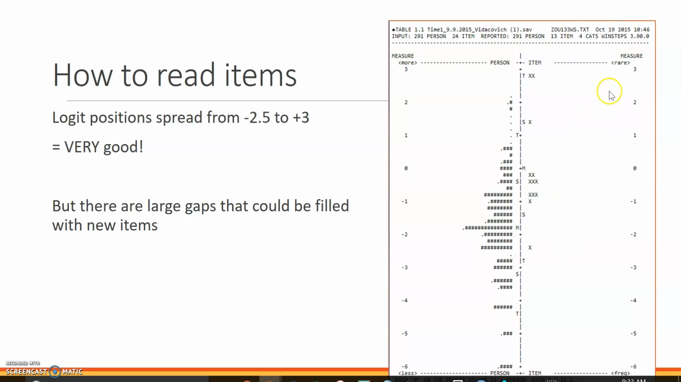So here we have a lot more spread. Our items up here go from 3 logit positions all the way down to about 2.5 logit positions. So this is an ideal spread, but we still have large gaps and we still have some overlap. So it'd be ideal, even more, if we could get rid of a few of these items and rewrite things that would fill in some of these gaps.